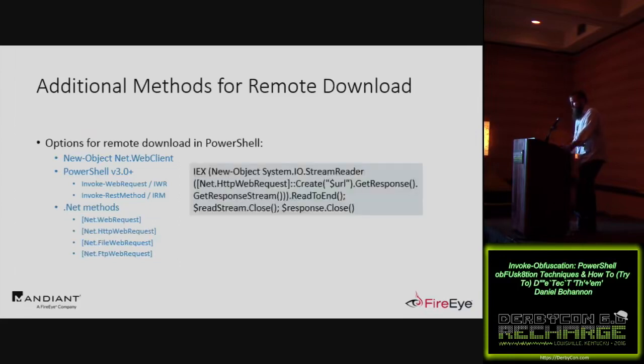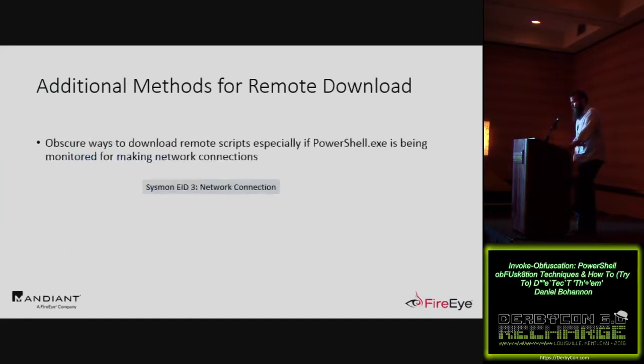So let's go ahead and pull that out. There you go. Here's an example of doing that. Basically, when you use the .NET method, you have to get the response stream, get the response, close it, and then invoke it. So let's say that as a defender, you're monitoring anytime PowerShell makes a network connection. Well, can you have PowerShell rely on something else to go do its dirty work for it and then come back and get the contents?